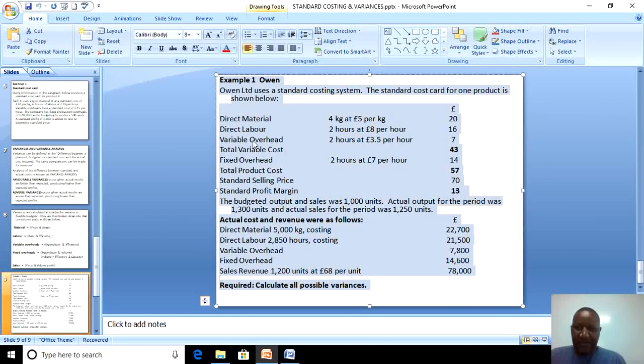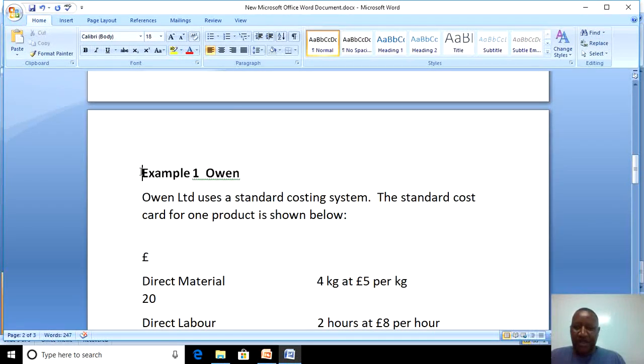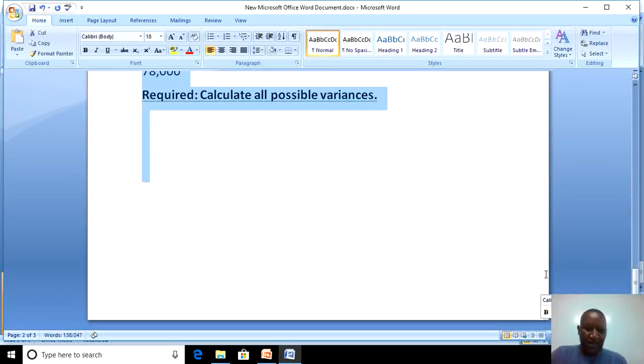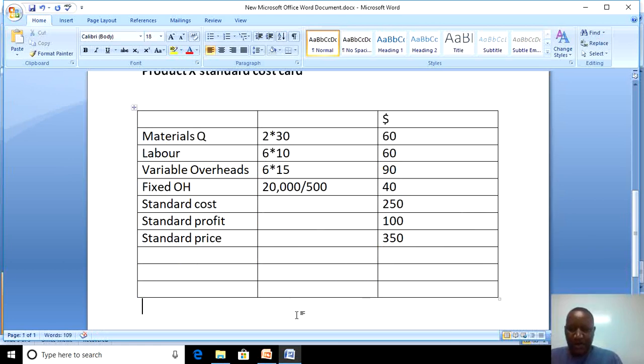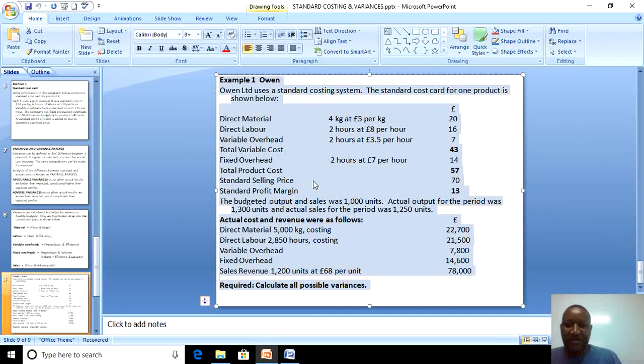Let's just continue to work through that question. I'll be doing the calculations on the worksheet. You must be observing the question from our original documents. So this is where we will bring our answers, but let's make references to the question.